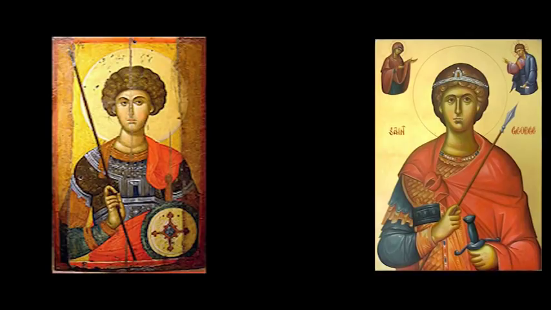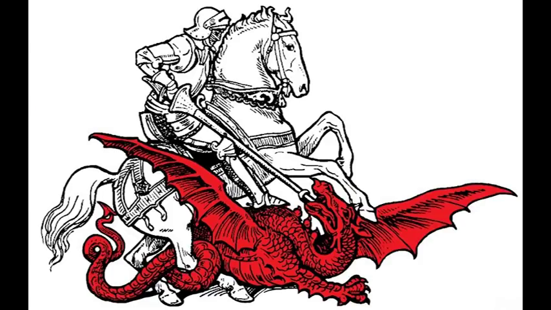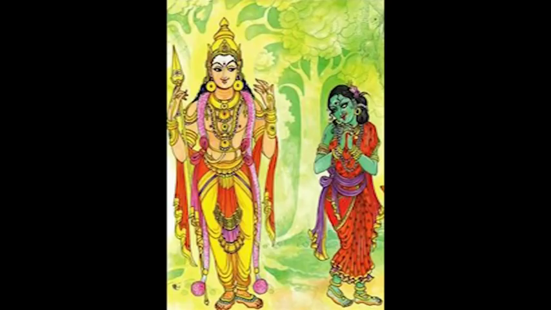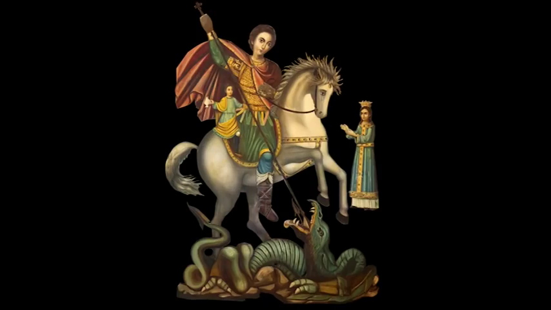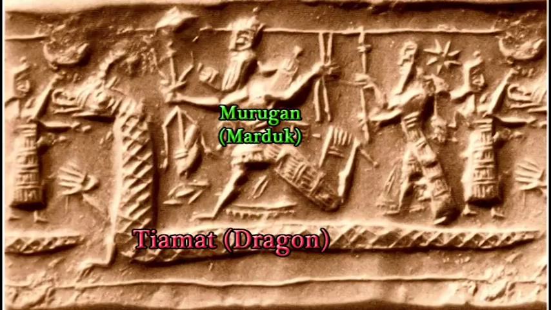Thus, after the warrior George became Saint George, the history of war for agriculture that Murugan waged was appended to Saint George, interpreting it as a slaying of the dragon, and Murugan metaphorically marrying the rescued agricultural goddess Valli was interpreted as Saint George marrying the princess whom he rescued from the dragon. This establishes that dragon meant Murugan. In this video, we have used the Christian era dragon to prove it to be Murugan. In my next video on dragon, I would use the ancient Middle East dragon to unquestionably prove it to be Murugan.